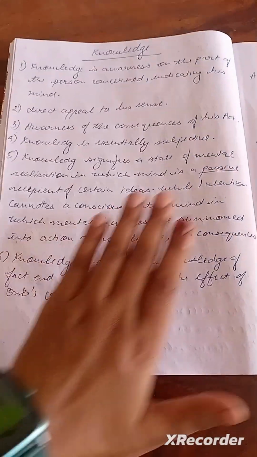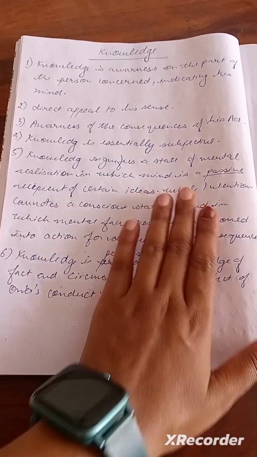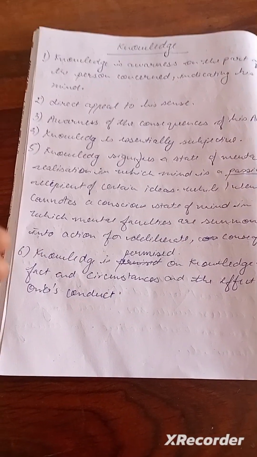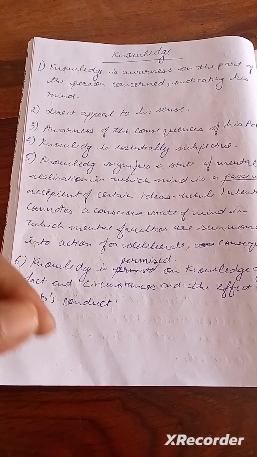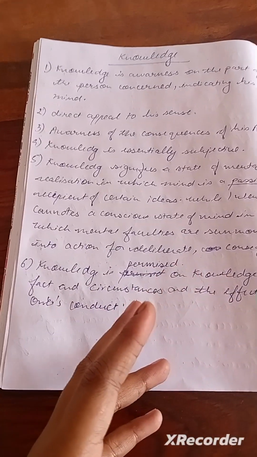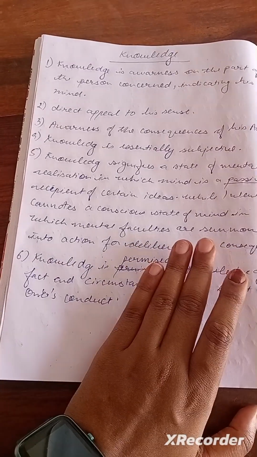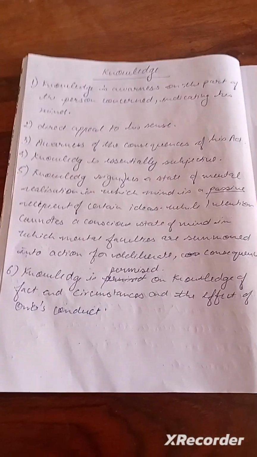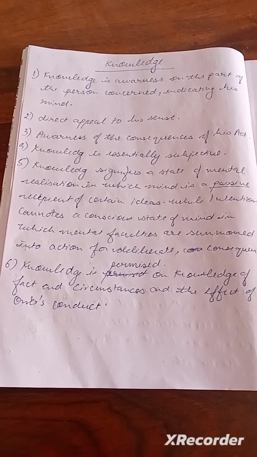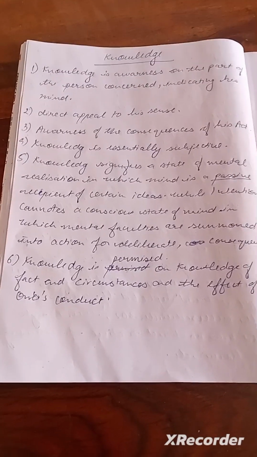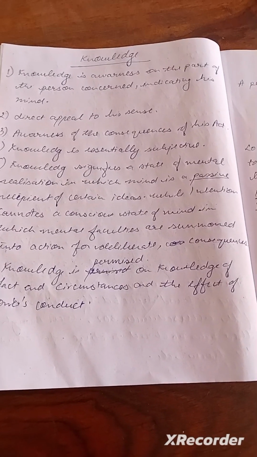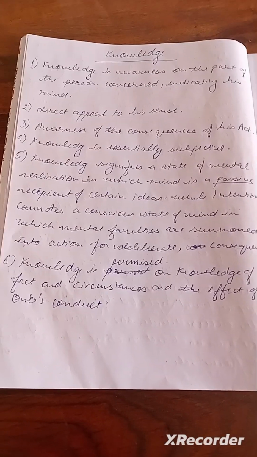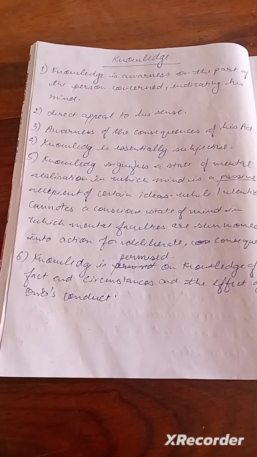But here, knowledge signifies a state of mental realization in which the mind is a passive recipient of certain ideas. The mind only has an idea, the mind only has an awareness that if he does this thing, a particular thing could happen. In intention, the person uses all the mental faculties and all the action needed for the consequences. But here he is just having a basic awareness or knowledge, an idea, and that idea is passive. Conscious ideas are seen very prominently when a person commits an offense, but knowledge is passive. You just have to remember that knowledge is passive.